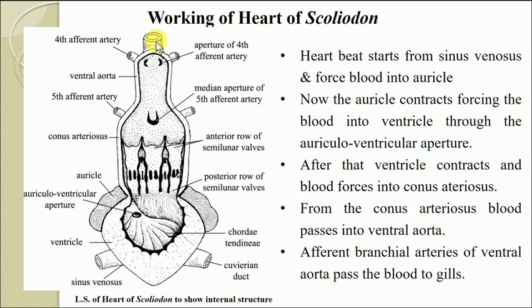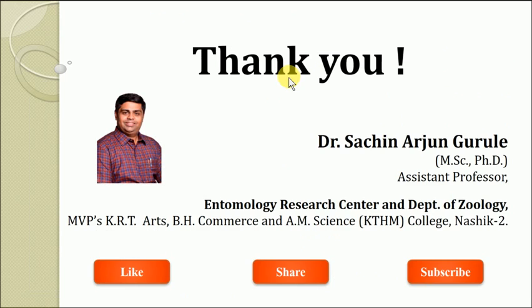So in this way, the heart of Scoliodon works. There are two receiving chambers, the sinus venosus and the auricle, while the remaining two, the ventricle and the conus arteriosus, act as the forwarding chambers. So this is about the working of the heart, and in this lecture we have learned the external and internal structure of the heart and the working of the heart. So thank you very much.